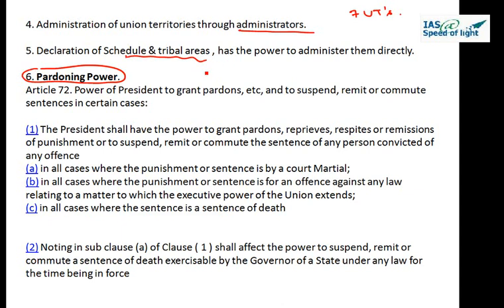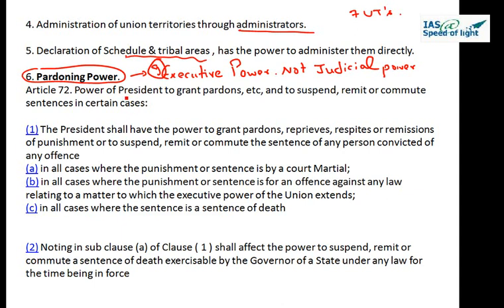Please remember here that this pardoning power is the executive power of the President, and not a judicial power. This is a major confusion which students have, that the pardoning power is a judicial power of the President, but it is not true. In an exam, if you get the question whether the pardoning power of the President is a judicial power, executive power or legislative power, please remember these are executive powers, independent of the judiciary. Please note these things down.